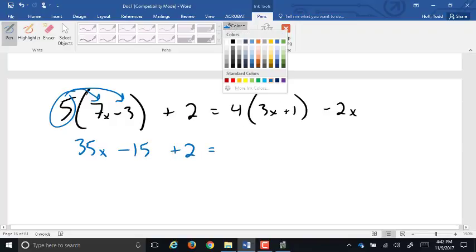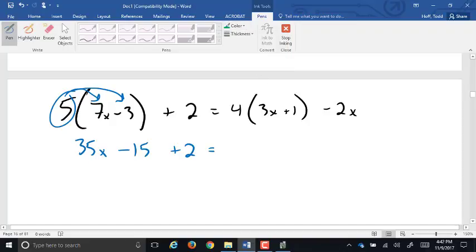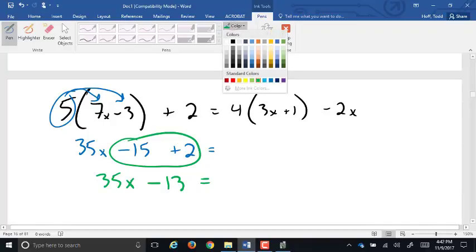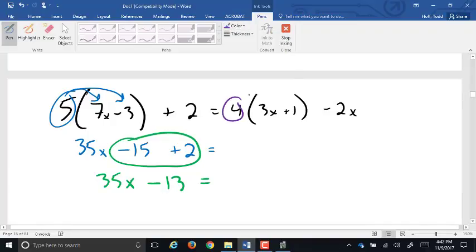Now, before I go over to the other side, I'm going to combine what I can here. What can I combine? Negative 15 and 2. So that's 35x minus 13 is what that becomes. Over on the right side, what can I do? Distribute the 4. Good. 4 times 3x is 12x. 4 times 1 is 4. Then I have the negative 2x there. What can I combine there?